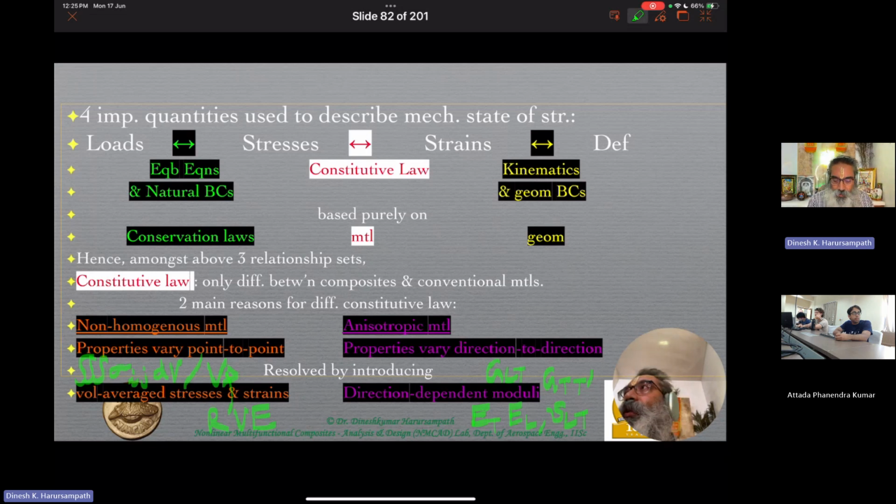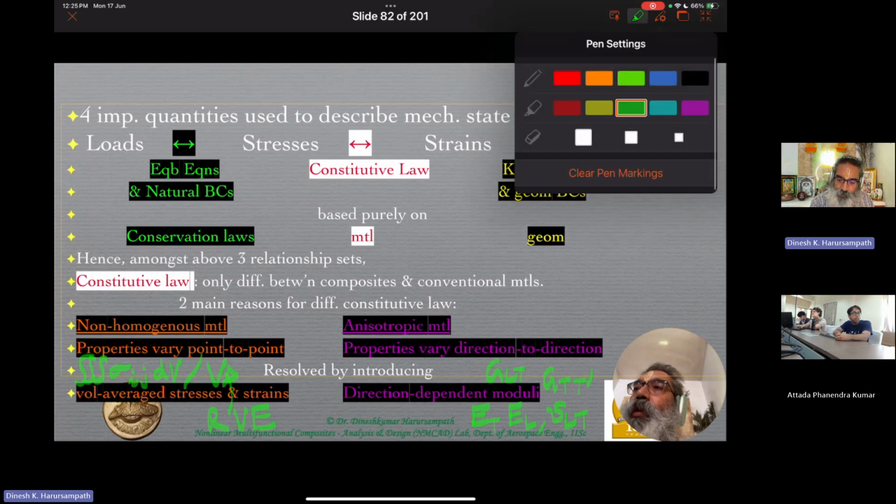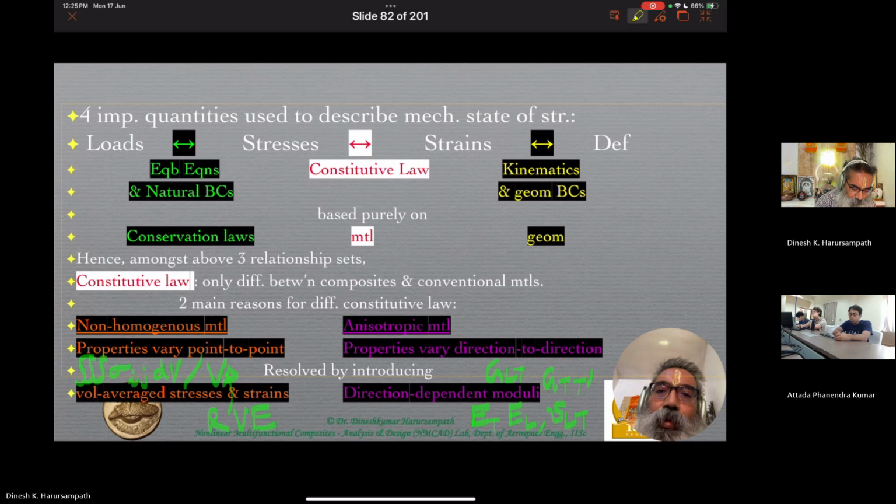In order to be able to do that, we do this not only for sigma, but the same thing we end up doing for the strains, gamma, as well. Of course, we take the sigmas as well as gammas both into account, and eventually those averaged out sigmas and gammas are what we are relating by those constitutive laws that we have introduced.